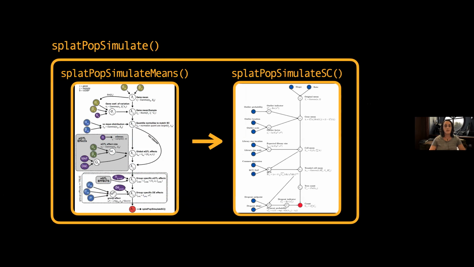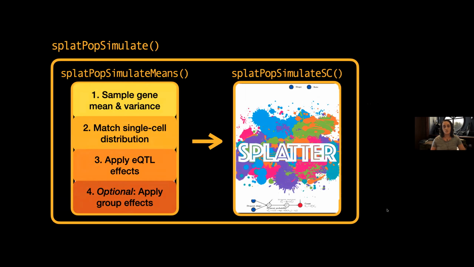So SplatPop has two separate phases. The first phase is the simulation of gene means for all individuals in a population. And then the second phase is the simulation of the single cell count data. Now, the second phase is essentially just a wrapper around Luke's SPLAT model. So the major contribution of SplatPop comes in this first part, which can be broken down into these 4 steps, which I'm going to go through in more detail now.